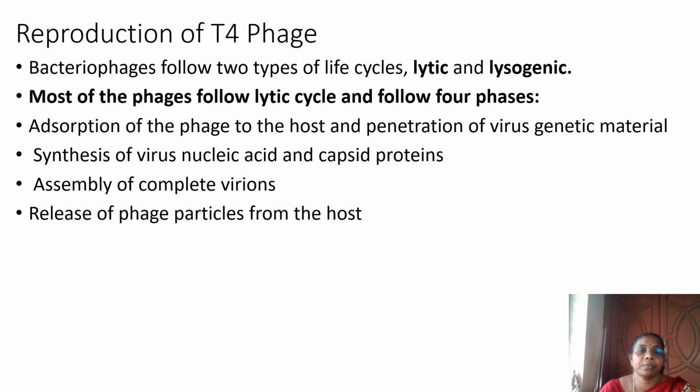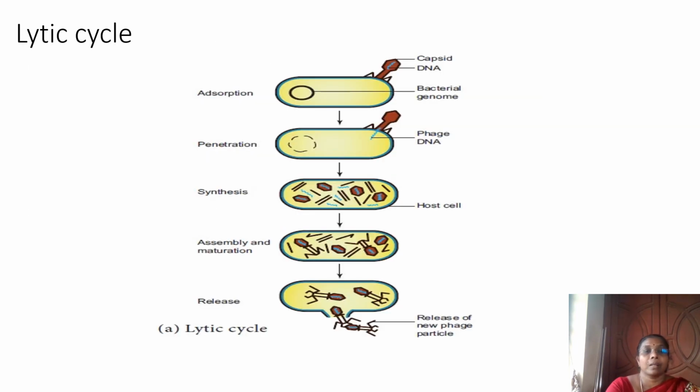Coming to the reproduction of T4 phage, it follows two types of reproduction: lytic cycle and lysogenic cycle. Most of the phages follow the lytic cycle. First we'll see the lytic cycle. The lytic cycle comprises four stages: adsorption, penetration, synthesis, assembly and maturation, then release of the new phages. Now see one by one.